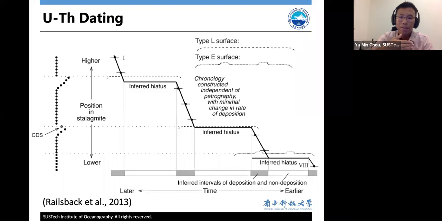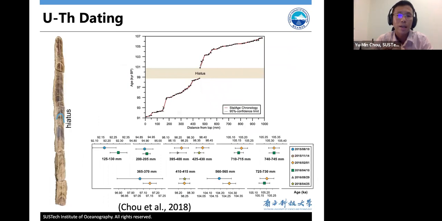Okay. And for the chronology, because this part always has some hiatus at the boundary, you had better select more dating points here in this part, and you can make the chronology for your samples more precise. Here's an example from my study in 2018, and we found a hiatus here, because you can see there are a lot of layer bending boundaries here.